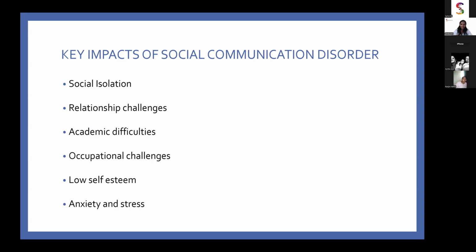When they express, it would be something else. They are not able to basically regulate, and they are not able to express accordingly. These kinds of relationship challenges.